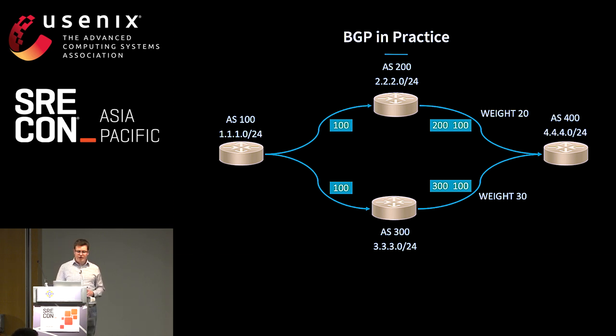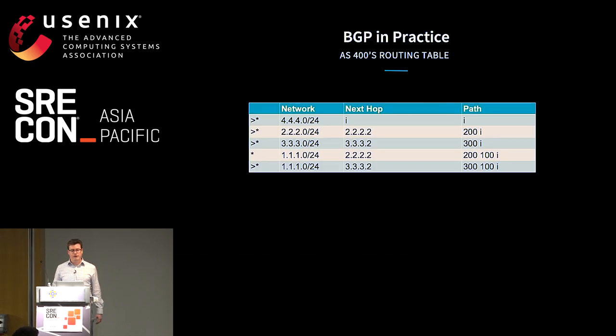And you can see that I've added weights here. The top path is a weight of 20, which is the default weight for a BGP peer. And then I've modified the bottom link to be of weight 30. So I weight that higher in terms of where I want my traffic.